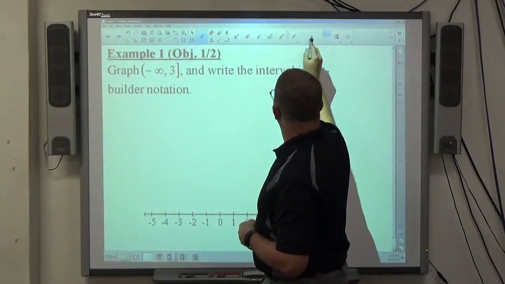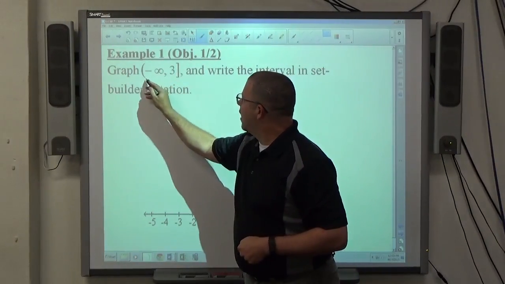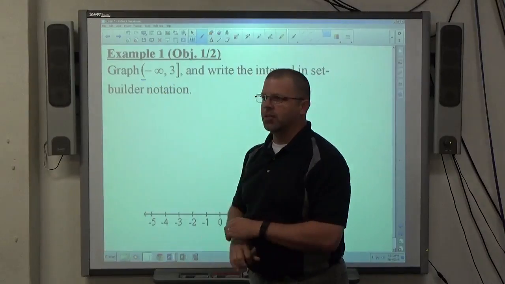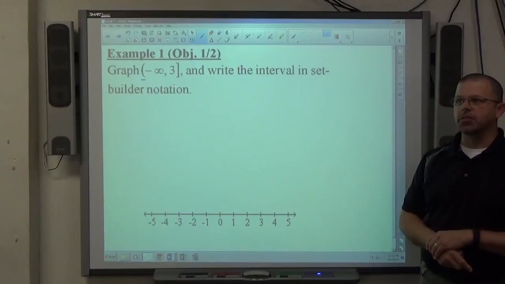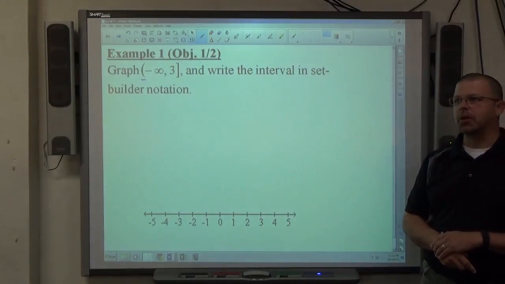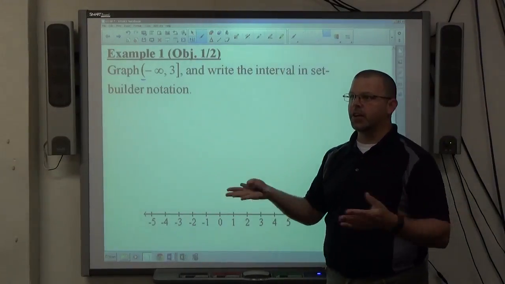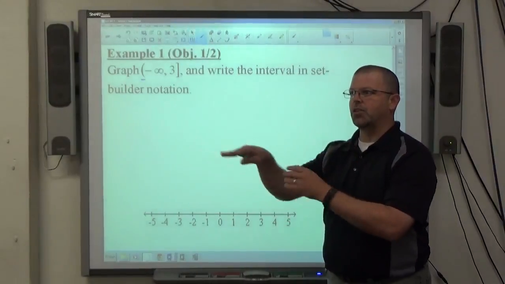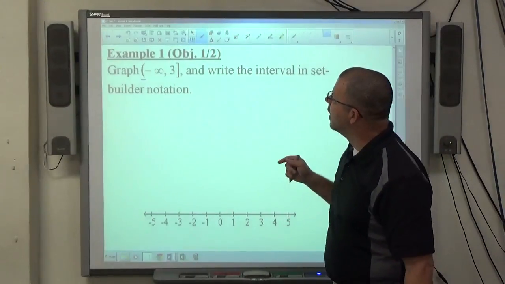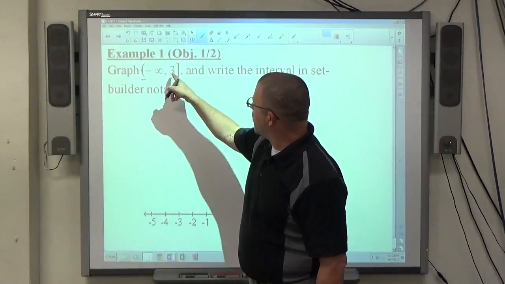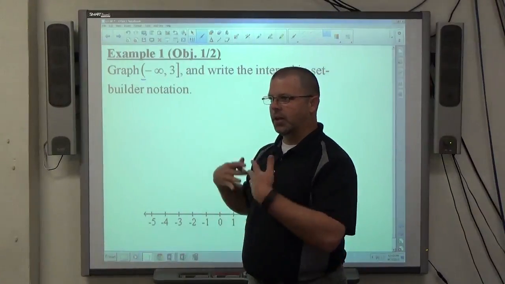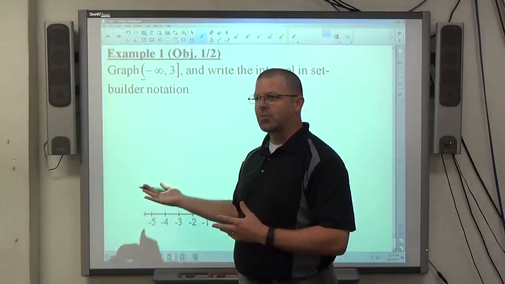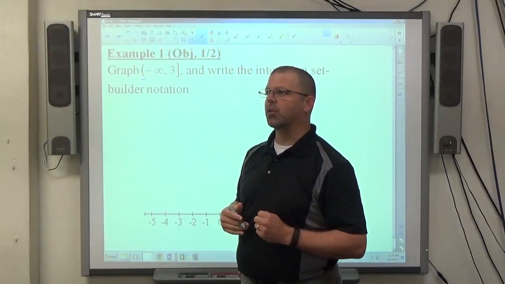And infinity is always going to be a parentheses, because infinity or negative infinity is not a specific place. One infinity could be bigger than another infinity. It just represents go as far as you can go. That's what it means when it says that. So basically we're looking at all the numbers that are less than 3 and also equal to 3 because of the bracket. So that's what interval notation is all about. Brackets mean include the number, parentheses means don't include the number.